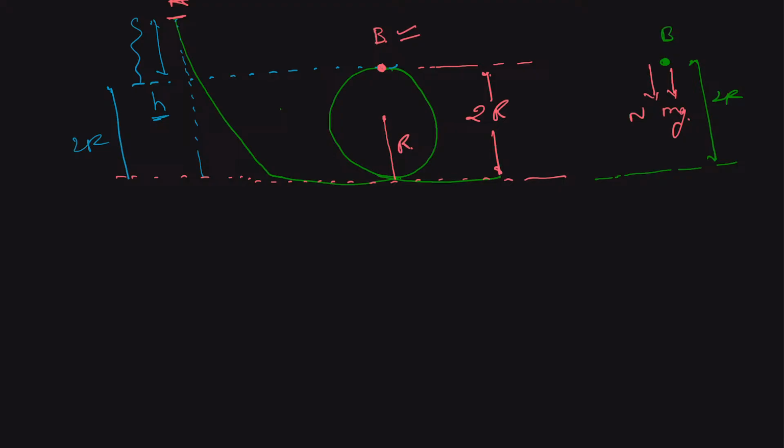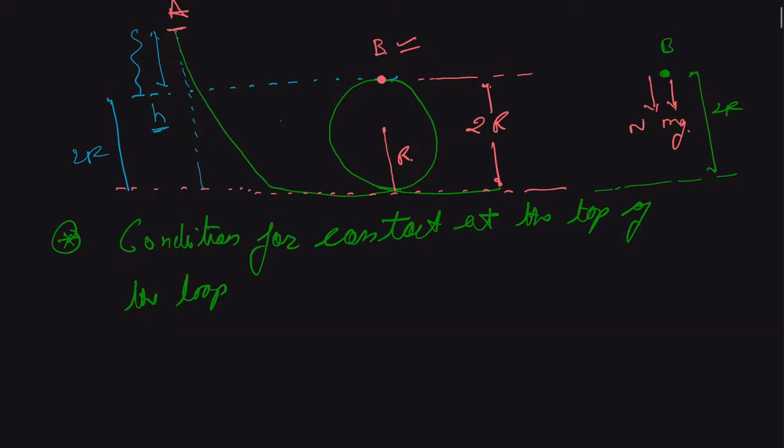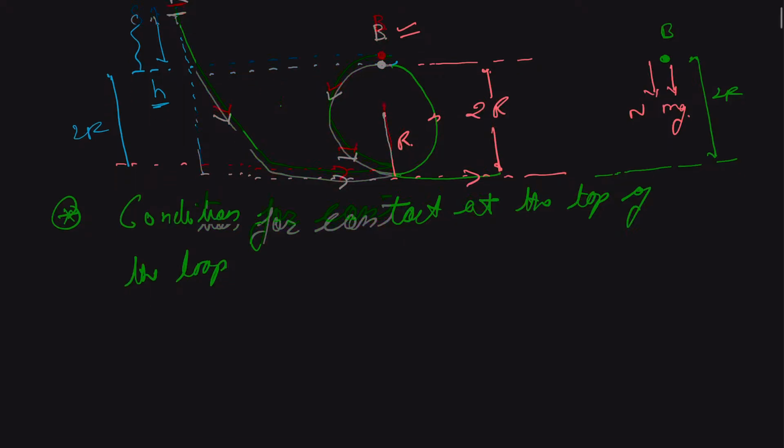So we are going to find the condition for contact at the top of the loop. Top of the loop means at point B. In this case the vehicle is going to start from A and it will be traveling like this, and ultimately it will be going back.